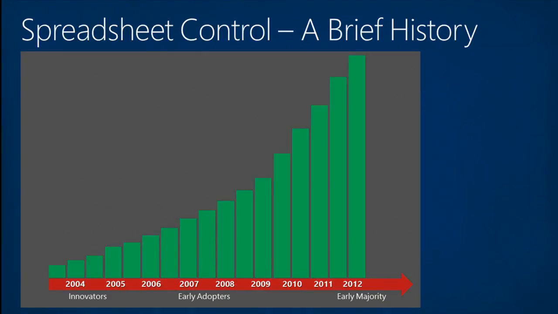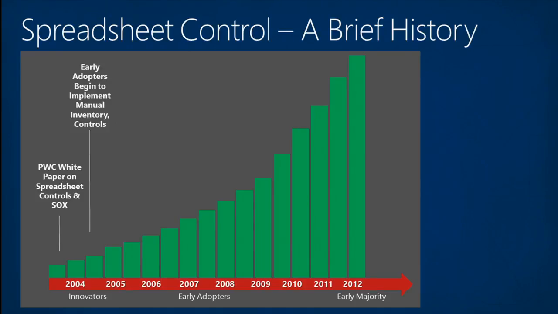And then I'll talk about the actual spreadsheet control technologies themselves. So at first, way back in the beginning, it was really just a white paper. PwC put out a white paper recommending how to control your spreadsheets. But at that time, it was really just a policy on paper, right? And then early adopters of spreadsheet control started doing things just by manually trying to control their documents.